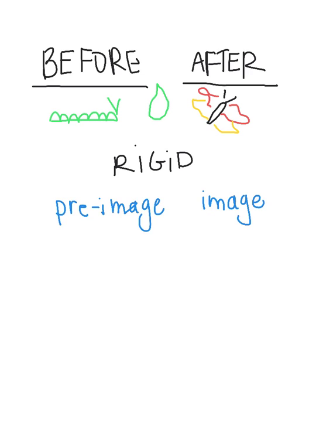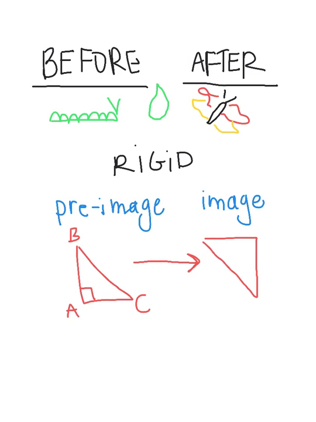So if we start with, let's do a right triangle. We'll call this ABC. And then we transform it. We apply some type of transformation to it, and say let's change this around here. We have A prime, B prime, C prime. So that's how we denote the difference between where we started and where we ended, pre-image and our image.